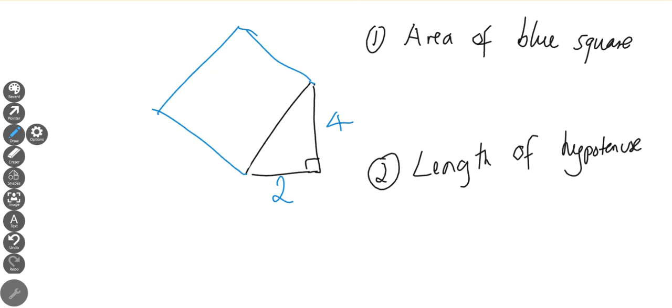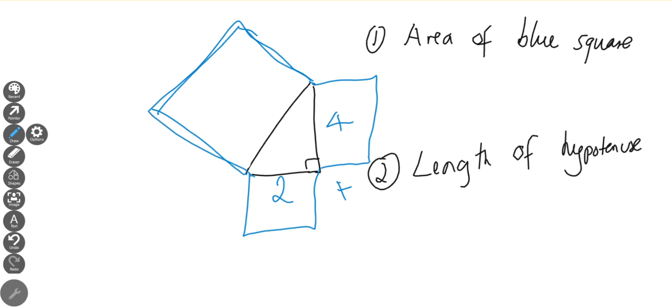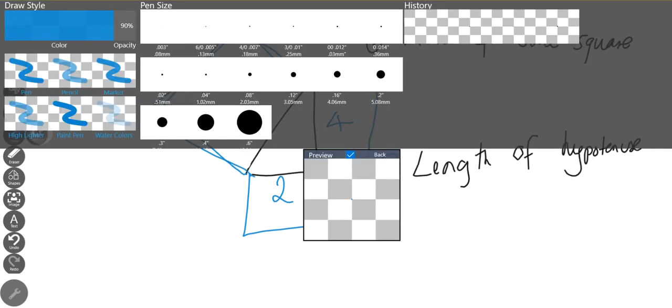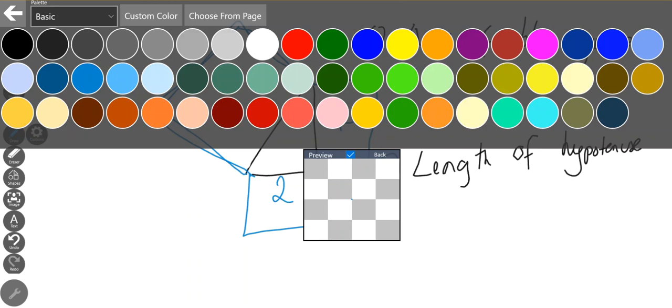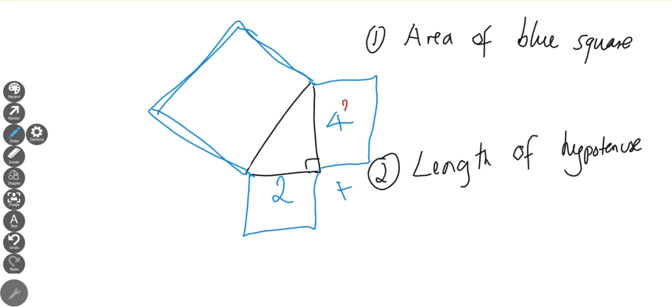Okay, so to find the area of the blue square, we have to use our Pythagoras skills, and we know that Pythagoras Theorem states that the sum of the two smaller squares, if we add them together, is equal to the larger square. And we're squaring the lengths, so we have to make sure we square the lengths. So I'll go 4 squared and 2 squared, and that'll give me the area of each of these squares.